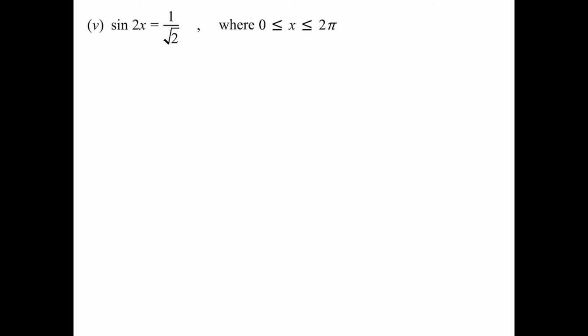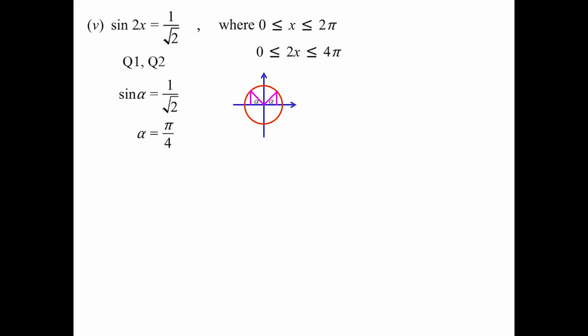Oh, sine 2x. Okay. Well, x is going between 0 and 2 pi. We're looking for answers for 2x, so we're going to go around the circle twice. We're going to look for answers between 0 and 4 pi. First and second quadrant, sine's positive. The acute angle, all right, sine alpha is 1 on root 2, so that's pi on 4. So 2x, that's the angle we're finding at this stage. First quadrant, it's pi on 4. Second quadrant, it's 3 pi on 4.